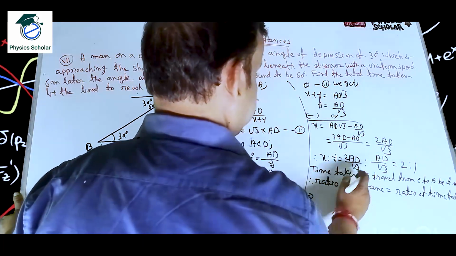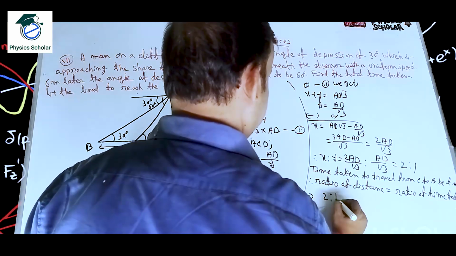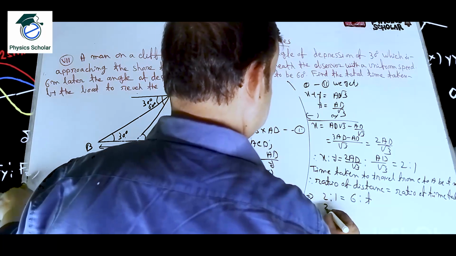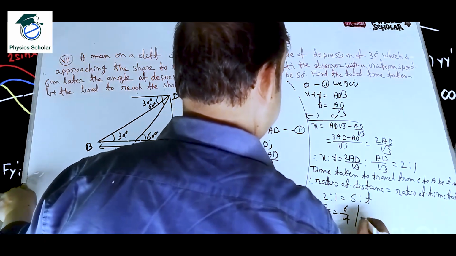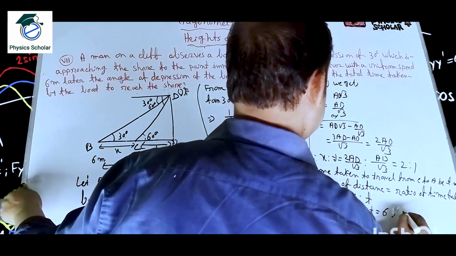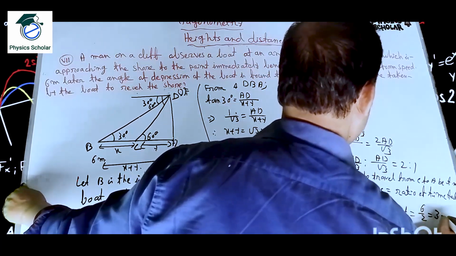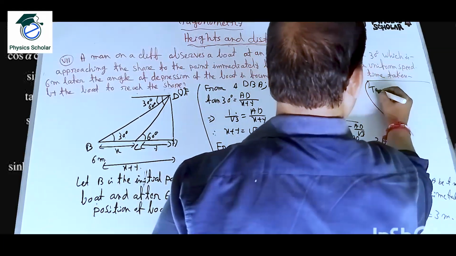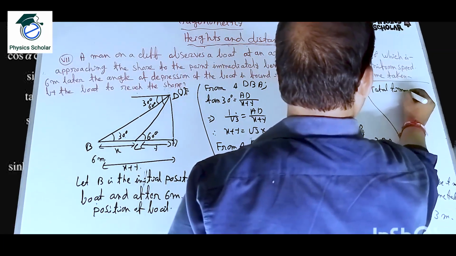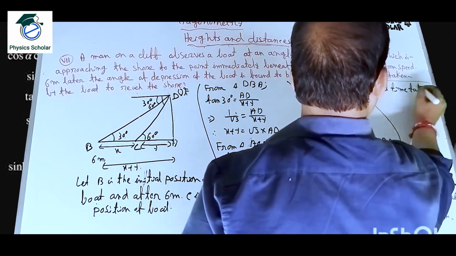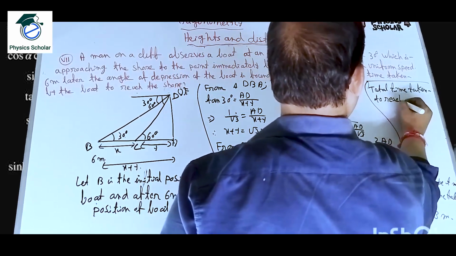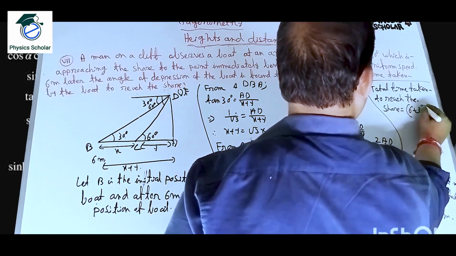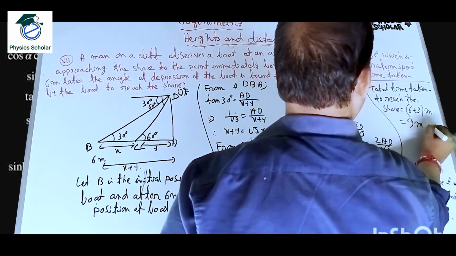So the ratio of the distances x is to y is 2 is to 1, and this time was 6 and this time was t, that means 2 by 1 is equal to 6 by t. Okay, so 2t is equal to 6, t is equal to 6 by 2 is equal to 3 minutes. Therefore the total time taken to reach the shore is equal to 6 plus 3 minutes is equal to 9 minutes.